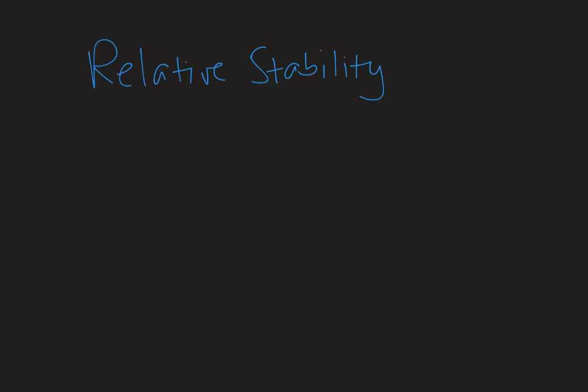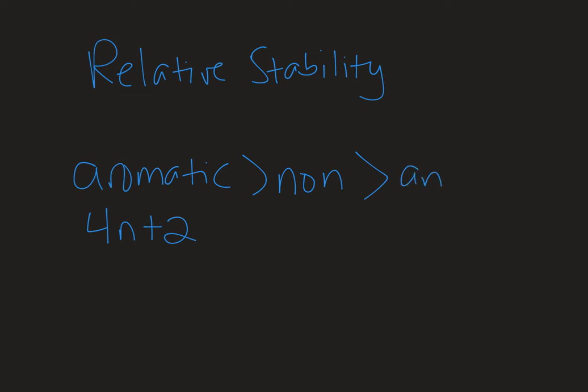So in terms of relative stability, aromatic compounds are the most stable compounds, and those follow the 4n+2 rule. I have a separate video about that, so if you haven't checked that out, you should go watch that one. The middle stability would be non-aromatic compounds, and then the lowest stability would be anti-aromatic compounds, and those follow the 4n rule. So the number of electrons in the pi system for aromatic and anti-aromatic alternates.